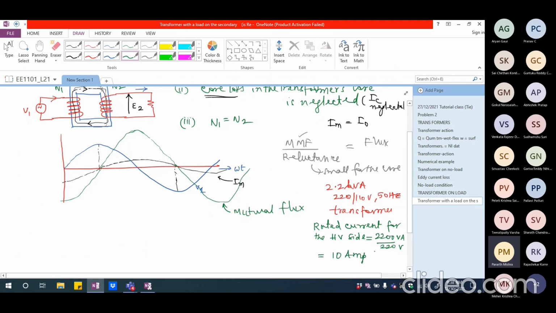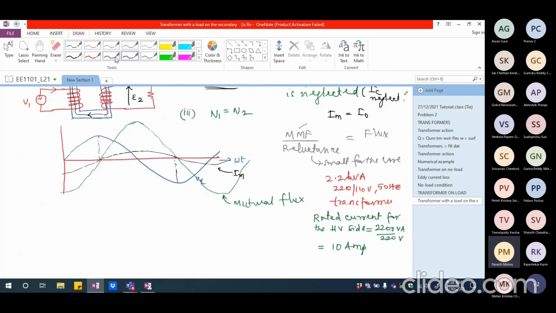So if the rated current happens to be 10 ampere, generally the magnetizing current will be less than 5%. This is the thumb rule. Normally it will be less than 5%. It can be like 2%, 3%. So I am going to have essentially only about 0.2 or 0.3 ampere being drawn as the magnetizing current, nothing more than that. Very small value of current is drawn by the transformer primary winding to establish the flux. So that's what I'm trying to get at.